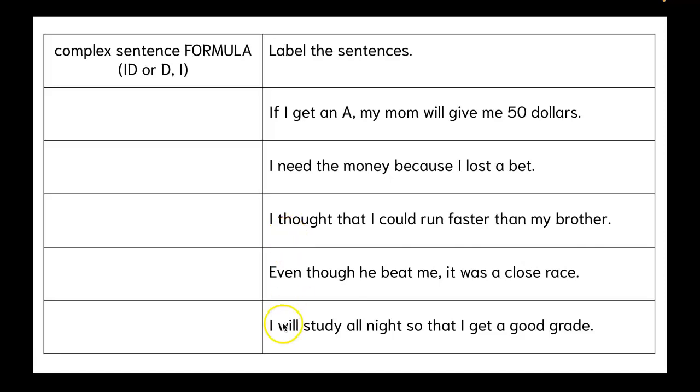And you're going to go through and do these other 4 sentences the same way. Look for the subordinating conjunction, put a box around it, underline the dependent clause, and then write the formula. When you're done, you turn this in as your exit ticket.